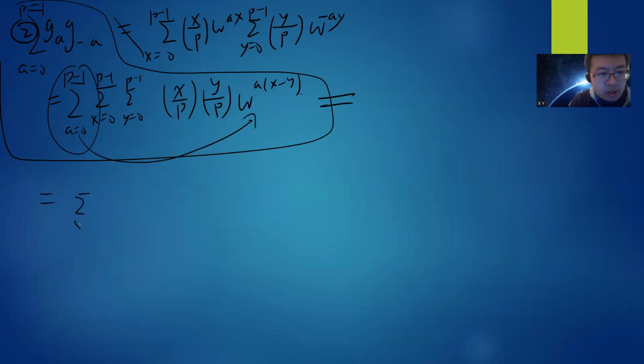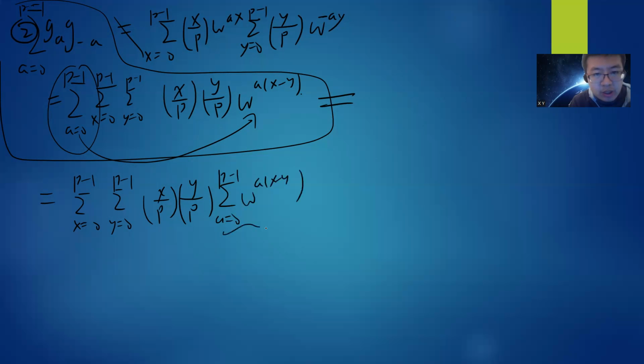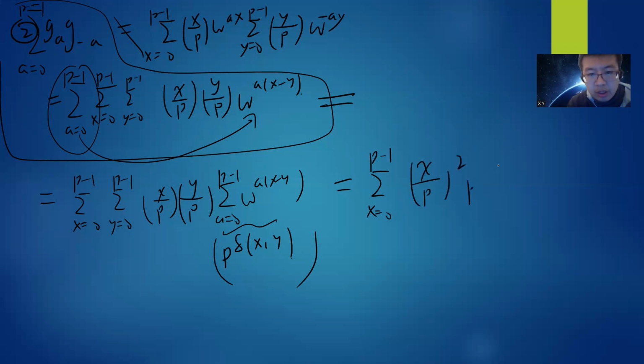So I get x equals 0 to p minus 1, y from 0 to p minus 1, (x/p)(y/p), summation a from 0 to p minus 1, omega^(a(x minus y)). So this is p times delta xy, using my previous lemma. So it means that y must equal x. So I get the sum over x from 0 to p minus 1 of (x/p) squared, times p. So there's no delta here.